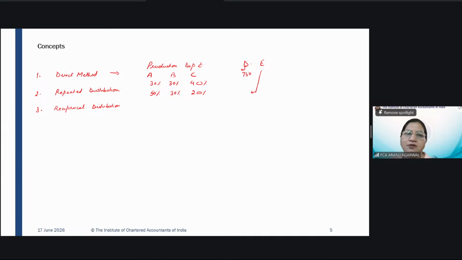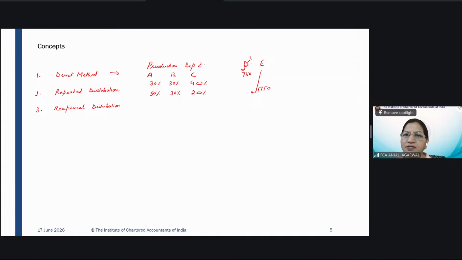30% means 225 will go to A, 225 will go to B, and 300, the remaining, would go to C. Similarly, the 1750 will also be divided: 50%, that is 875, will go to Department A. The remaining 30% and 20% will go to B and C. So in this case, what has happened? The service department has given its services to only the production departments.